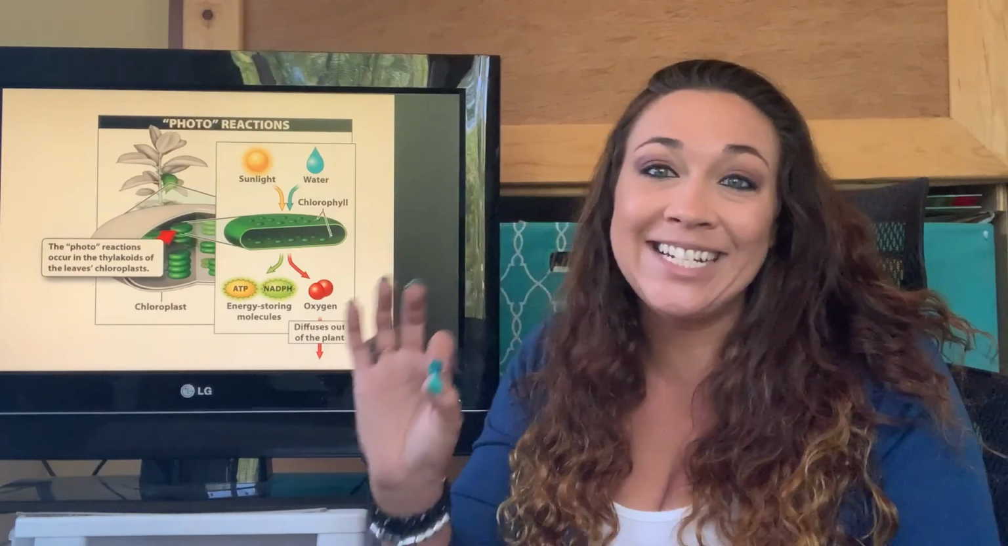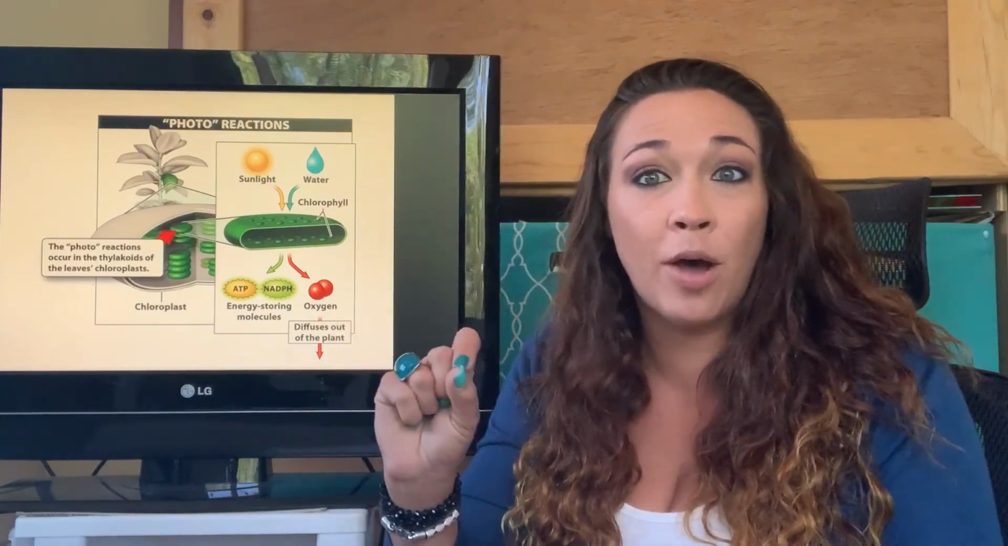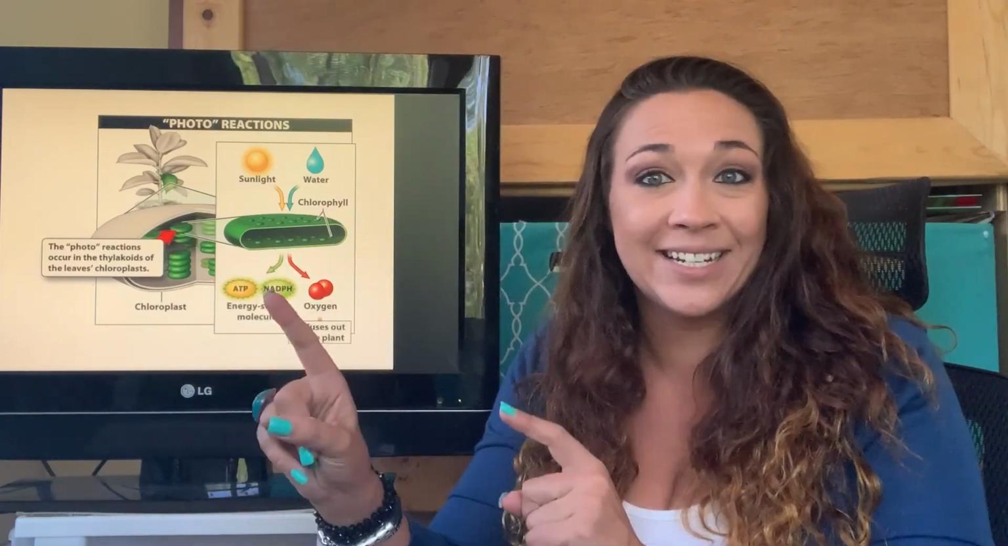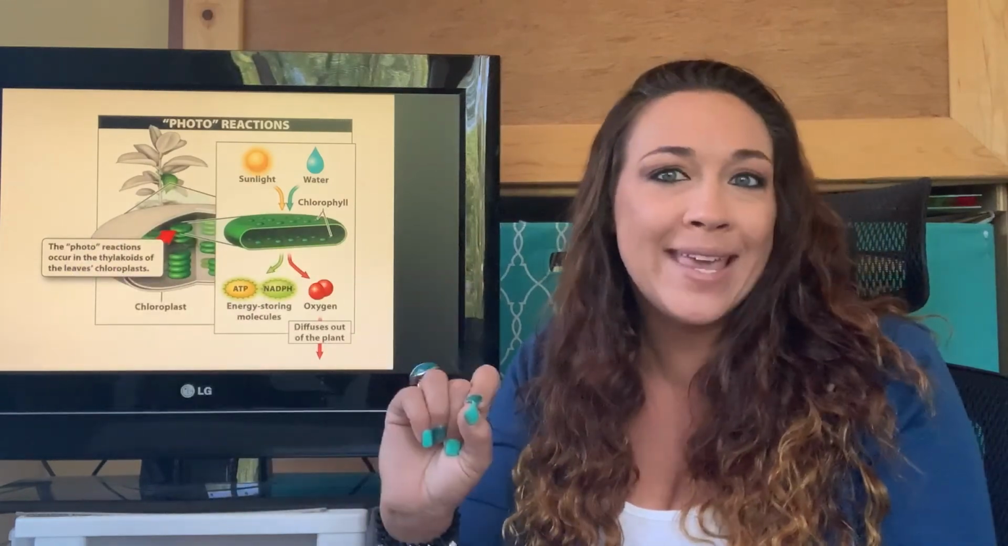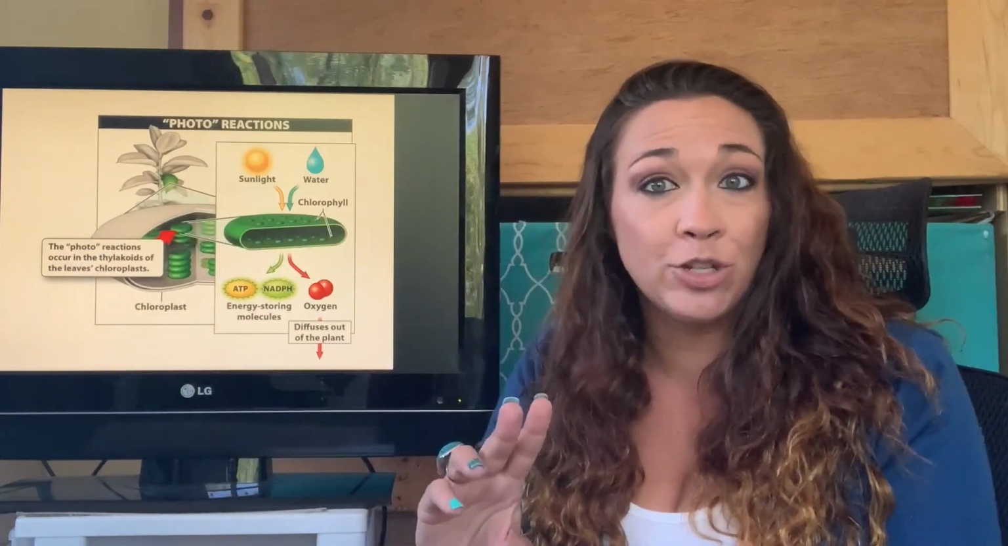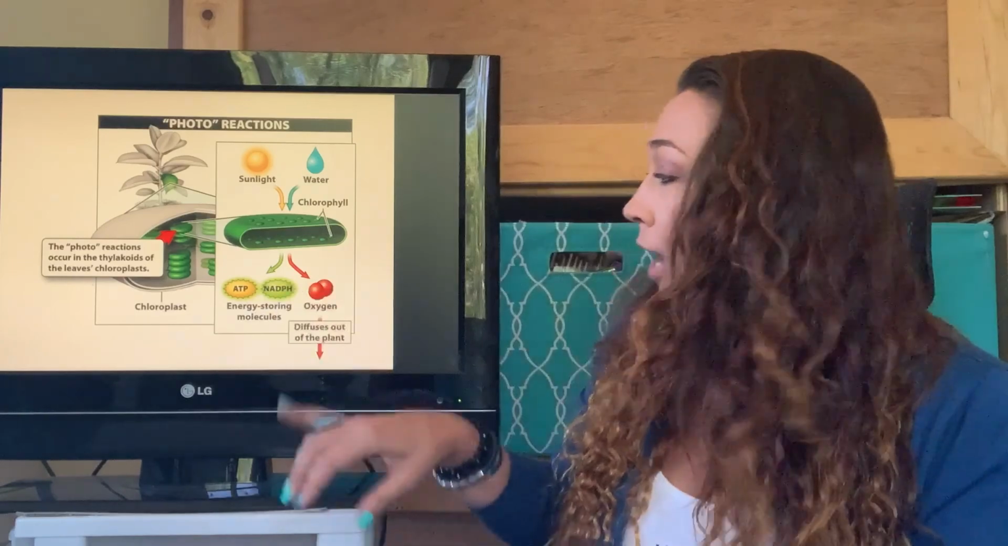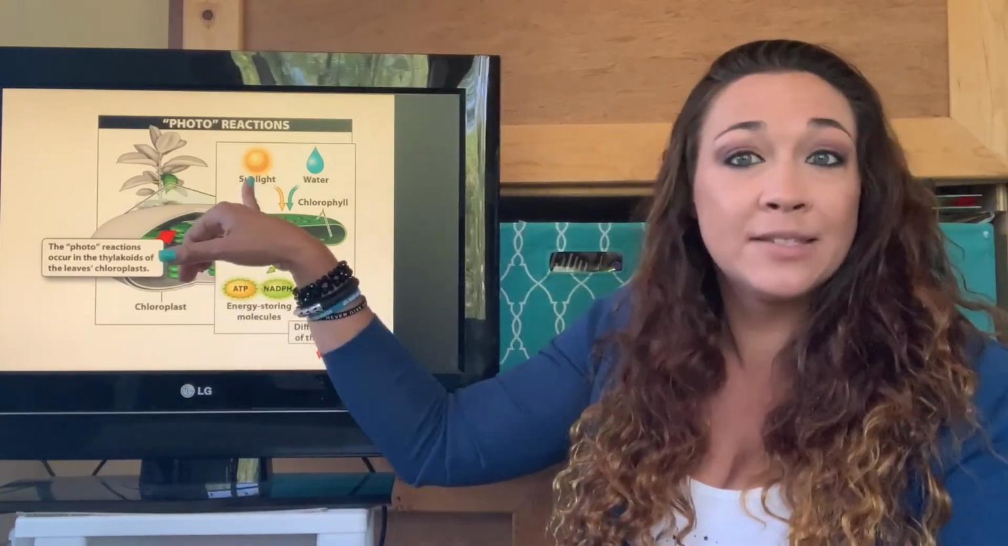Now, in the light-dependent reaction, what we are not making is sugar. We're not making sugar yet. That happens in part 2. We are making ATP and NADPH and a little bit of oxygen. Okay, so that's what comes out right here. What comes in? Sunlight and water.